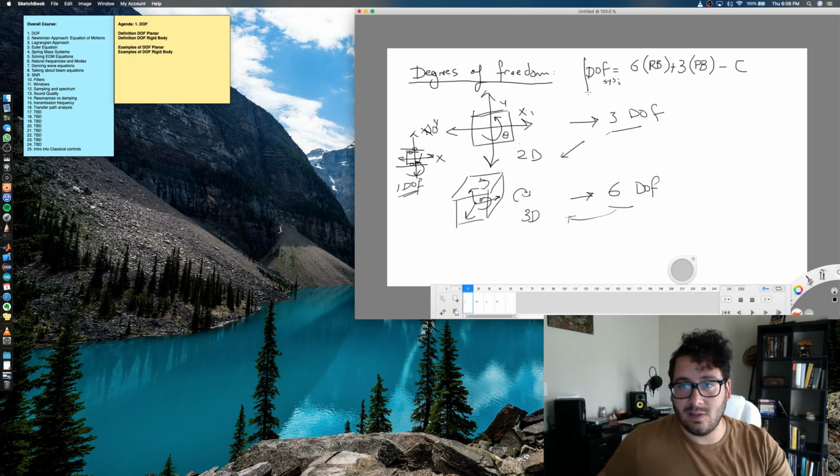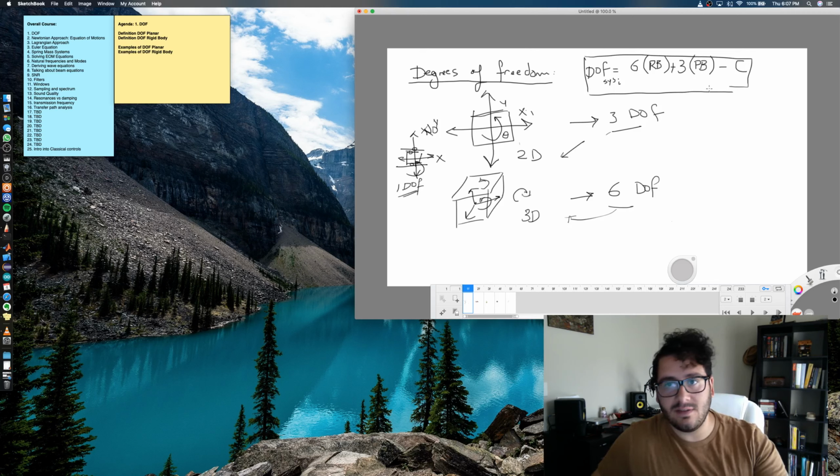Okay, so this is very important to us because the system is a collection of the degrees of freedom of each of the bodies inside of it minus the constraints.